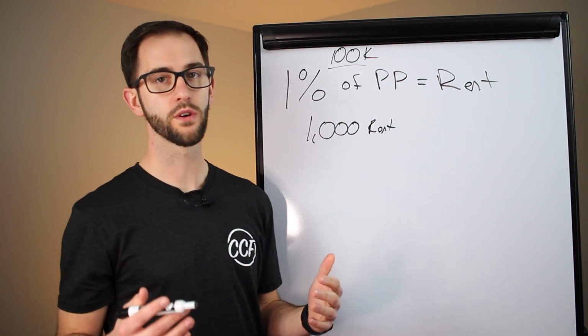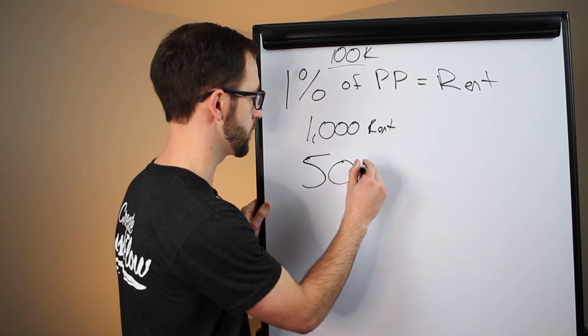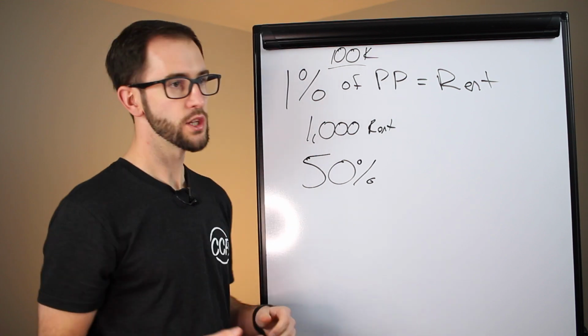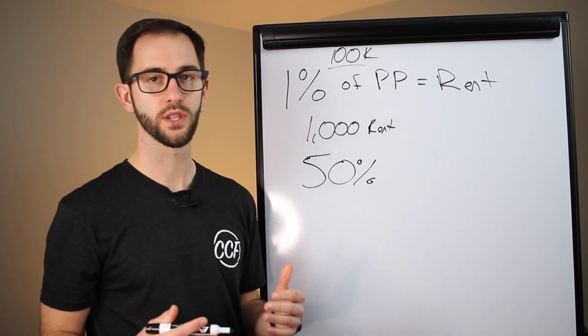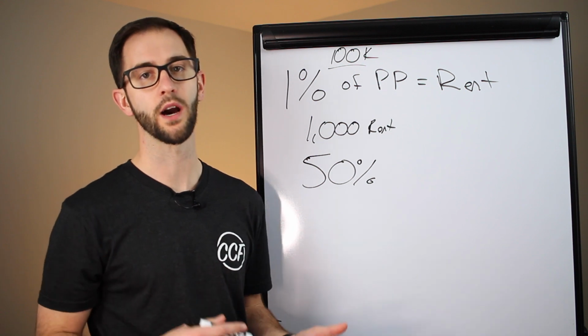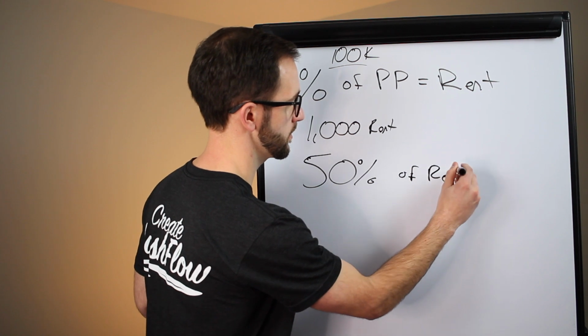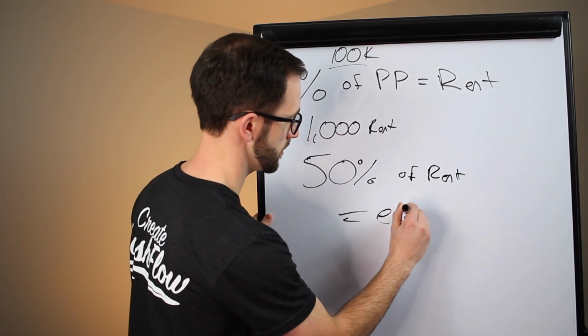The next rule of thumb that's often thrown around is the 50% rule. So the 50% rule means that you should assume that 50% of the income on your rental property, so 50% of your rent, is going to go out the door in expenses. So 50% of rent equals expense.